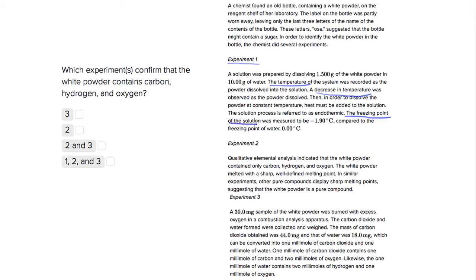So this experiment 1 has nothing to do with the contents of the white powder. So it's going to be irrelevant. So we want to get rid of any answer choices with 1 in them. So we see that choice 4 has 1, so let's get rid of it.